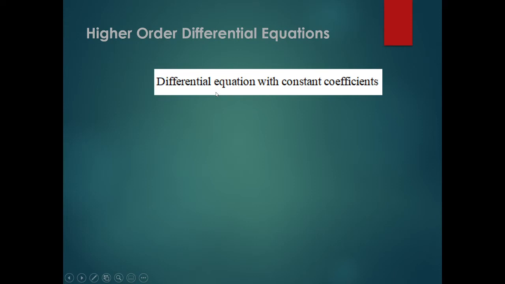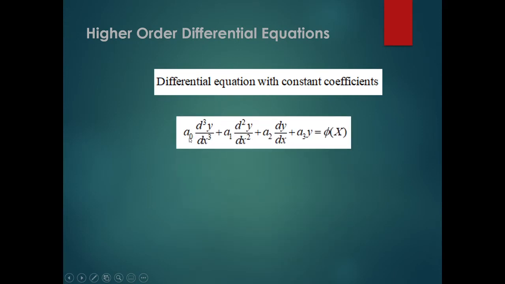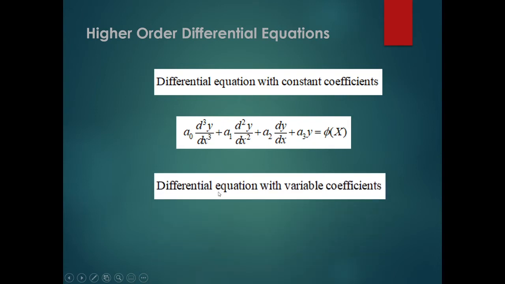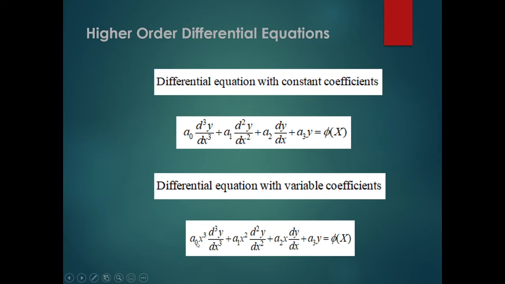In the example of higher order differential equation with constant coefficient, here a naught, a1, a2, a3 are the constant values, and the derivative terms are dy by dx, d2y by dx square, and d cube y by dx cube. And in differential equation with variable coefficient, along with these constant values there is the independent variable x cube, a naught x cube, then a1 x square, a2 x. Therefore we call this higher order differential equation with variable coefficient.